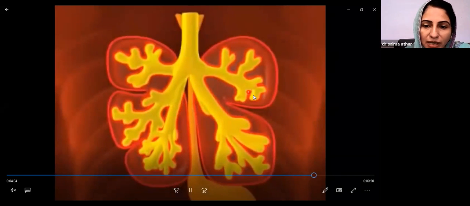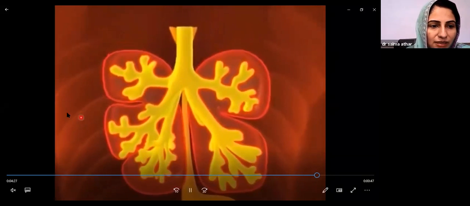So ultimately, the formation of respiratory passages will happen. And what is the timeline?